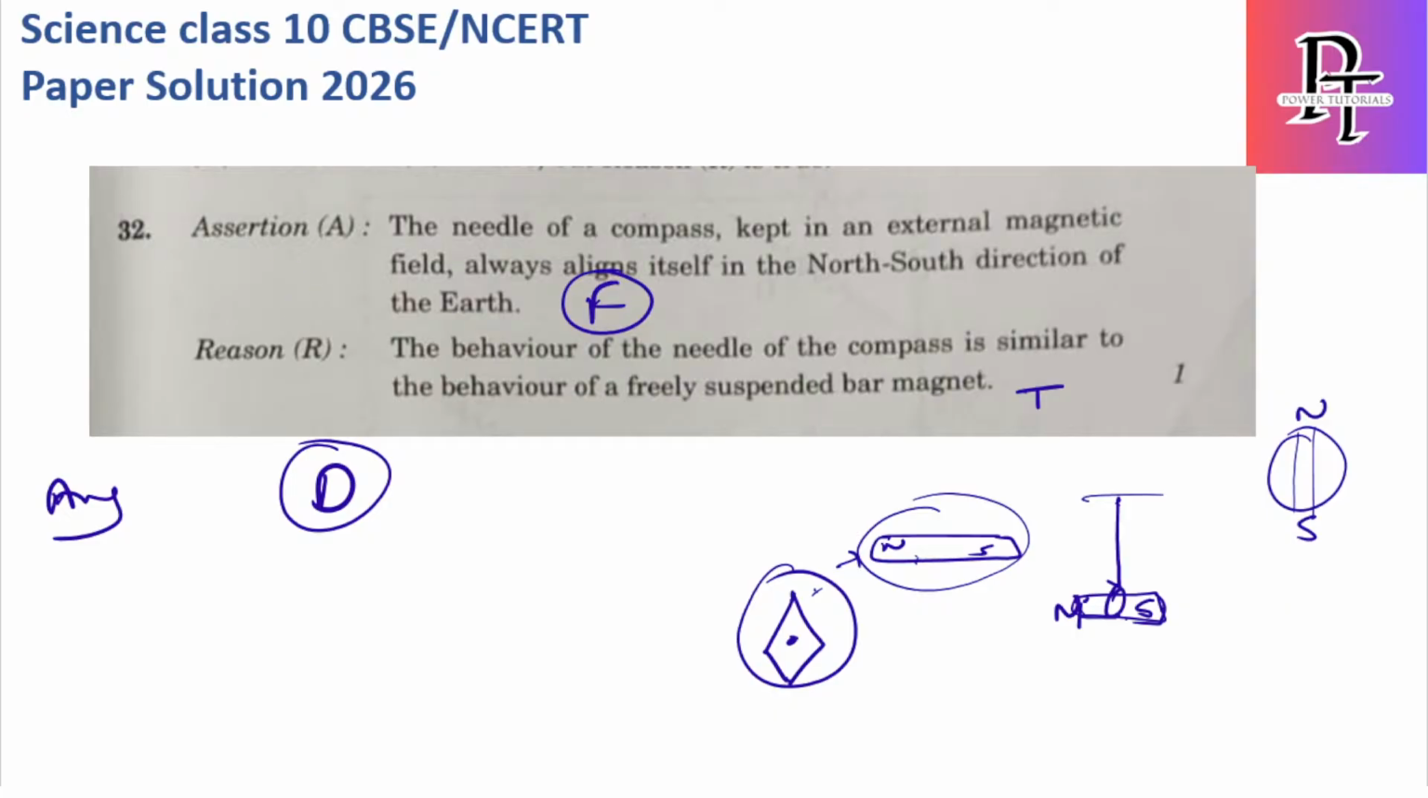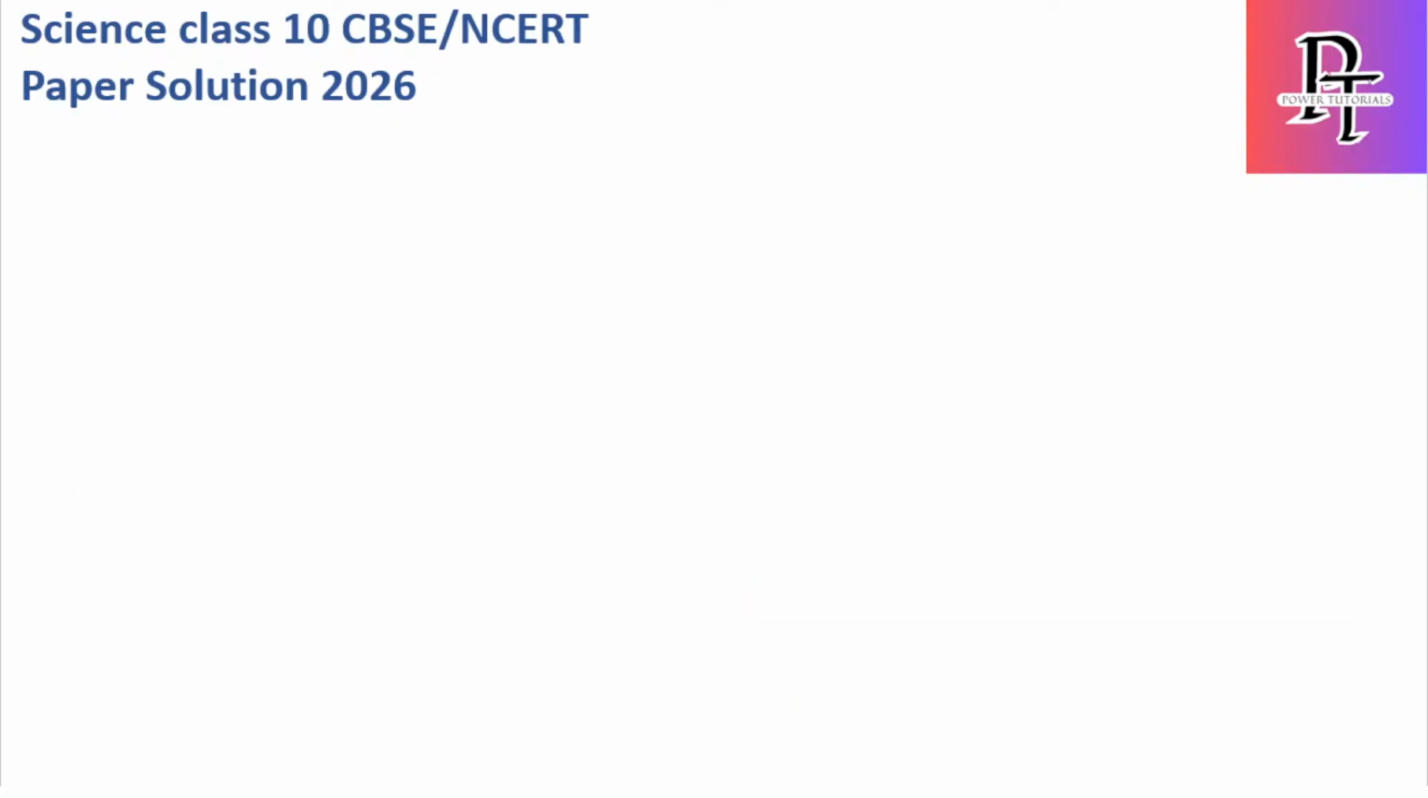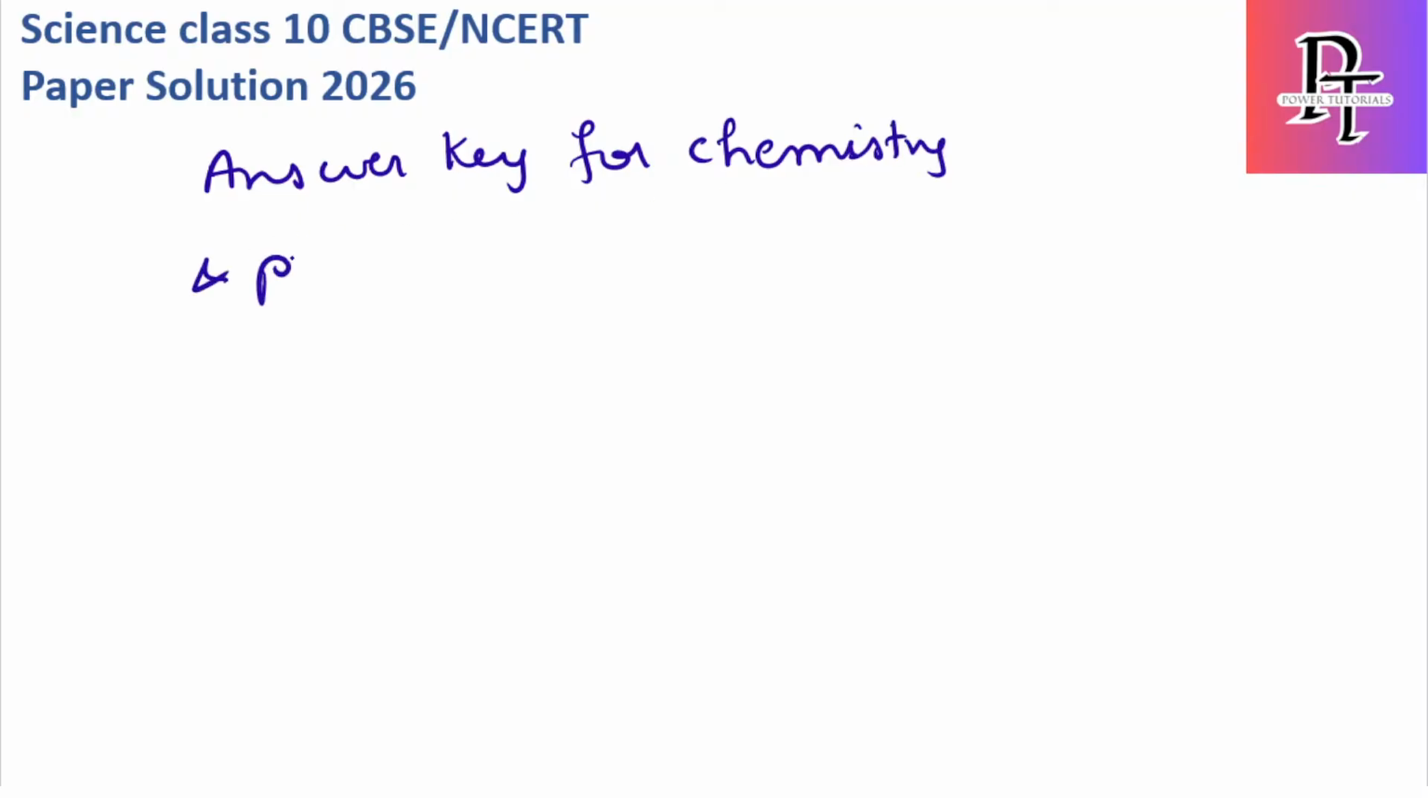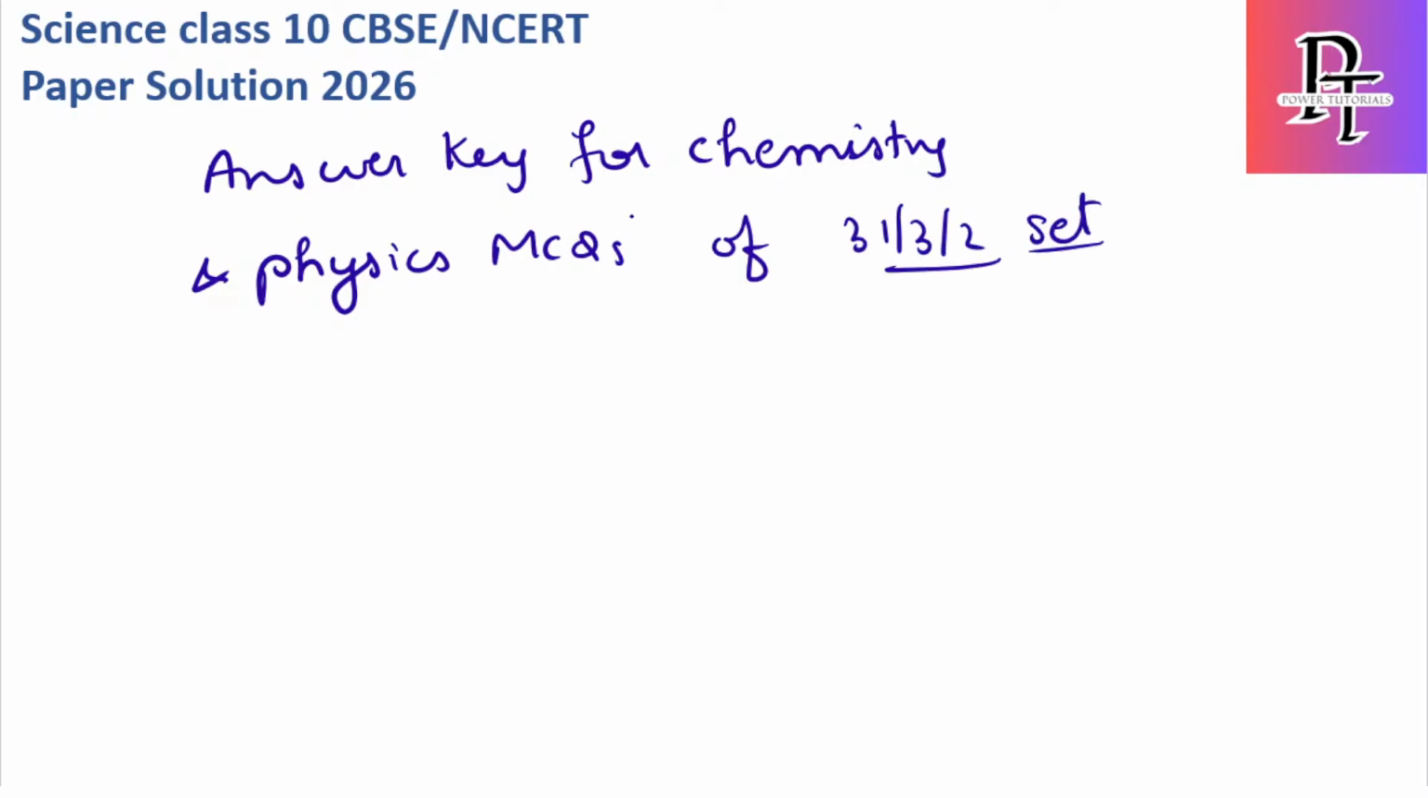Okay, so hope you got all the explanations for the physics and chemistry MCQs. As a summary, I will write all the answers. Answer key for chemistry and physics MCQs of 31/3/2 set. Okay, let me write all the questions with answers.